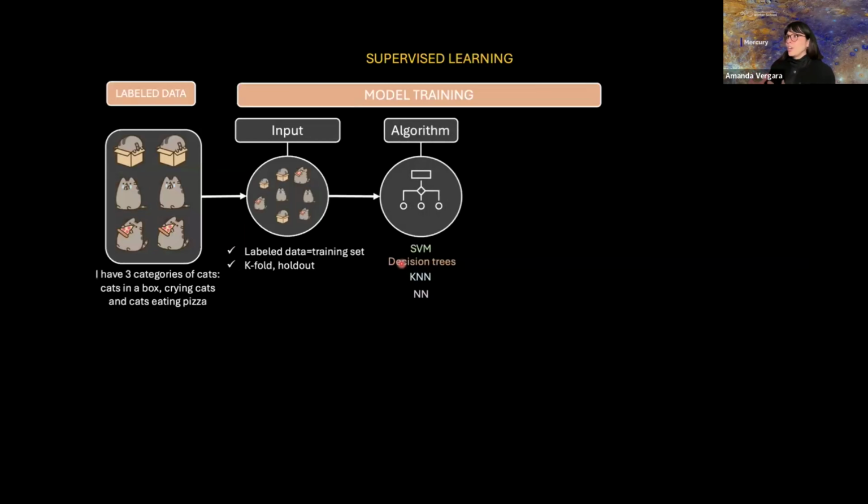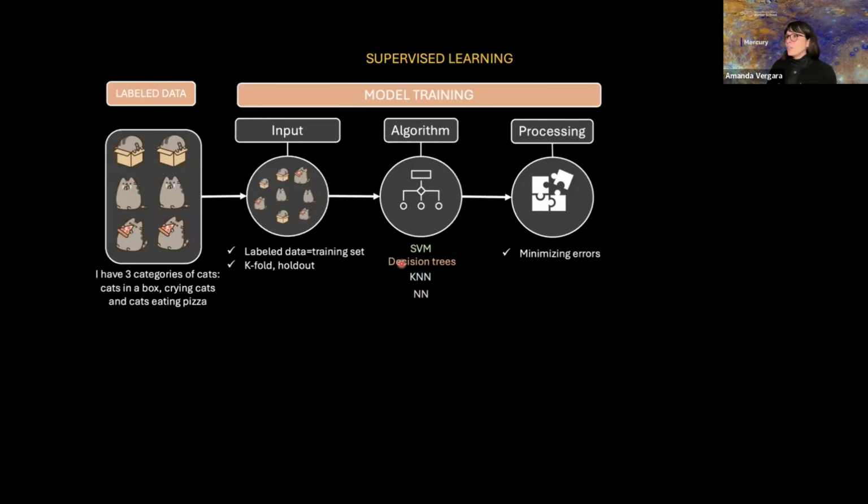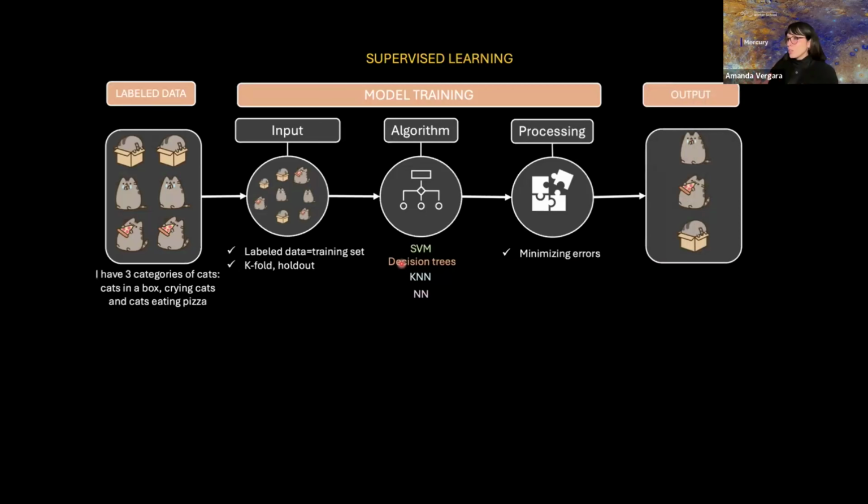Then the model learns the patterns from the data using different algorithms. And these algorithms decide in which way you can rearrange the data to fit your training information. You can use support vector machines, decision trees, k-nearest neighbor approaches, and even neural networks. Then during the processing, each algorithm tries to minimize the errors between the model information and the training information. And at the end of the day, you have a model that can be used for making predictions on new data.